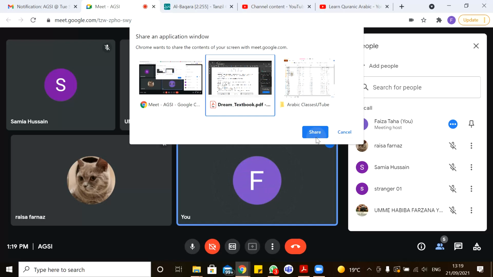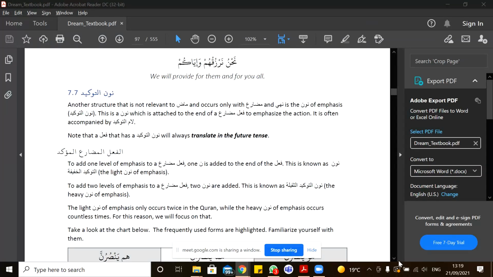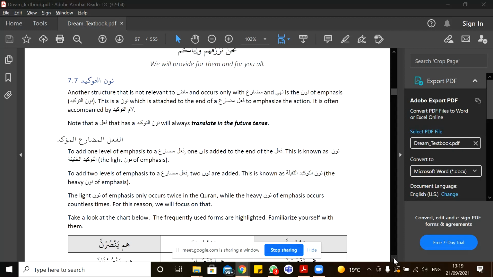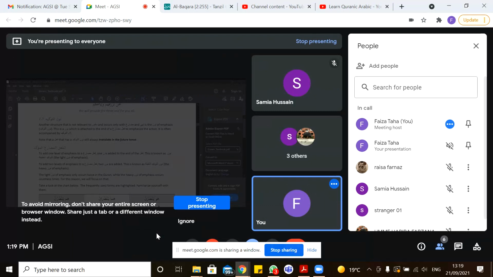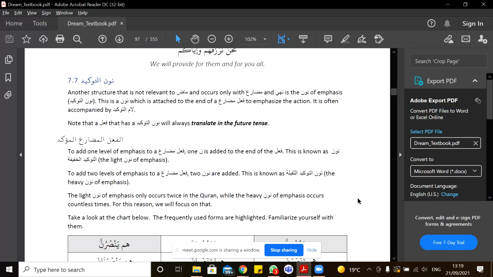Let me share the book with you. Okay, let me see who I want to read today. Okay, Sister Samia, can you see my screen? Yes, I can. Okay, just bear with me a second. I'm just coming back. Yes, please start reading.